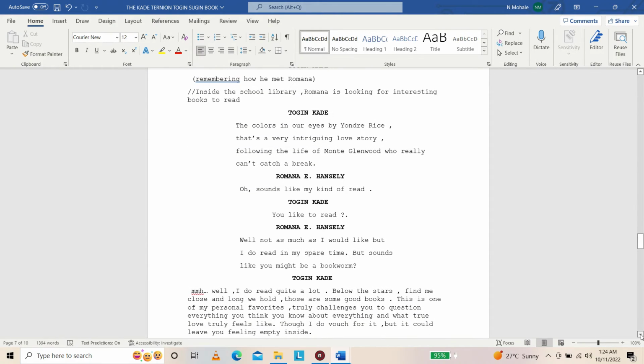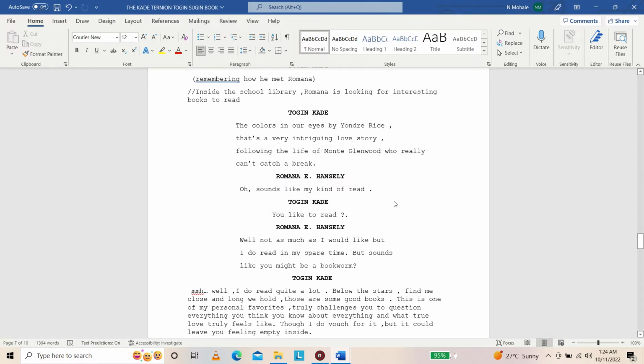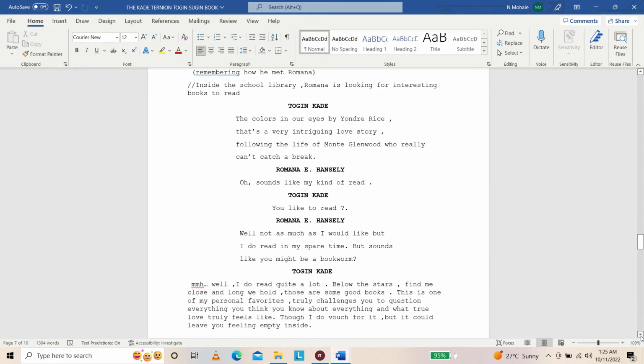And she says, "Oh, sounds like my kind of read." And then Sujin asks, "You like to read?" And Romana says, "Well, not as much as I would like to, but I do read in my spare time. But sounds like you might be a bookworm." And then Tujin says, "Well, I do read quite a lot. Below the Stars, Find Me Close, and Long We Hold. Those are some good books.